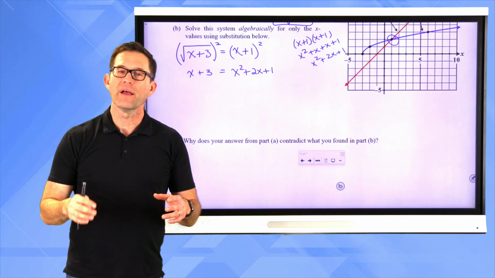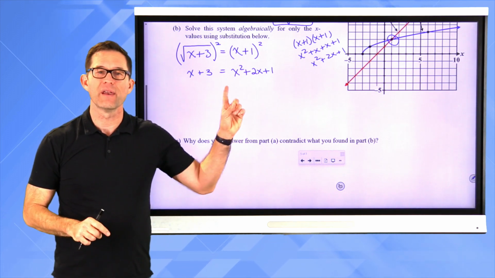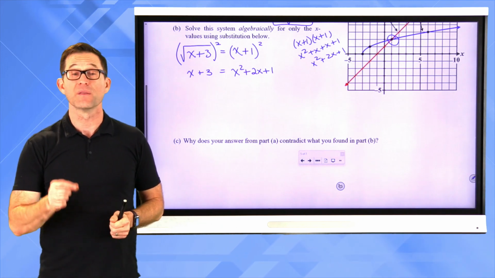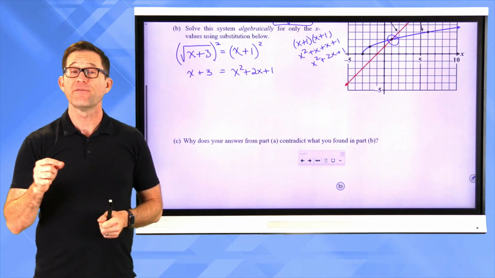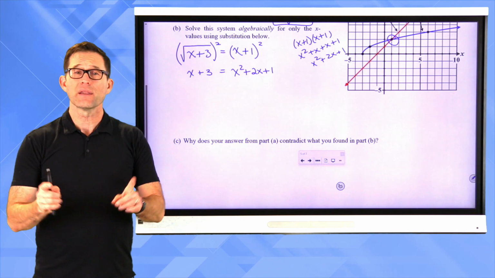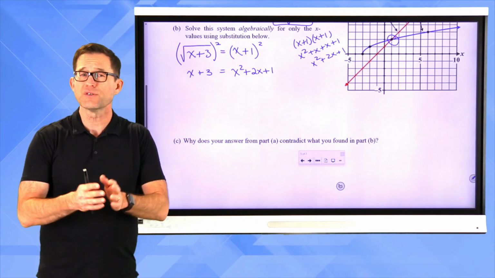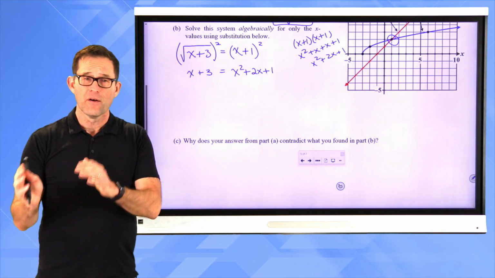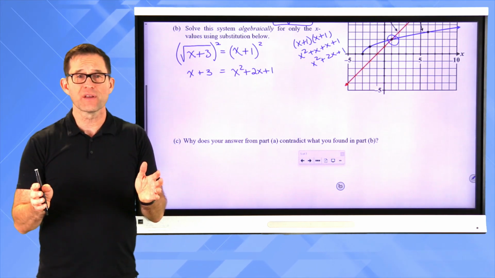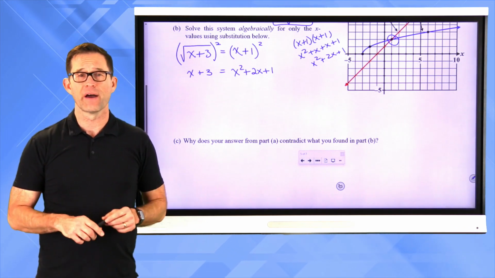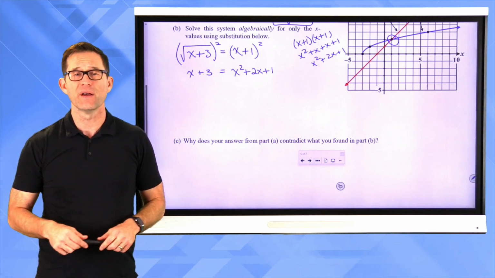Now, as soon as I have an equation that involves an x squared in it, I should start thinking about using the zero product law and factoring. So I'd like you to pause the video right now. Rearrange this equation so it's all equal to 0, factor the resulting expression, set each factor equal to 0, and solve for the values of x. Pause the video now and see what you get.